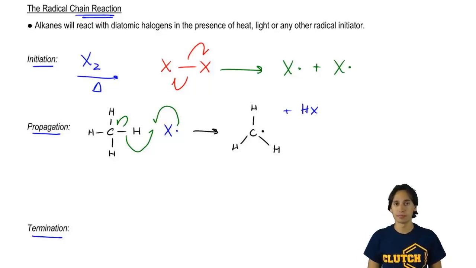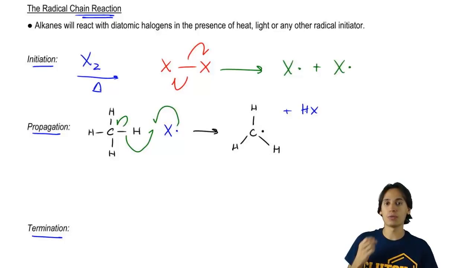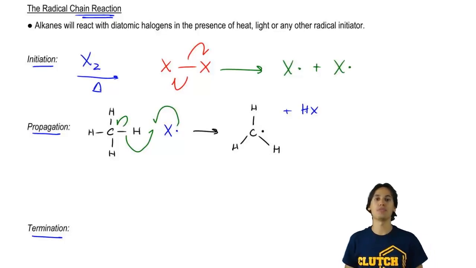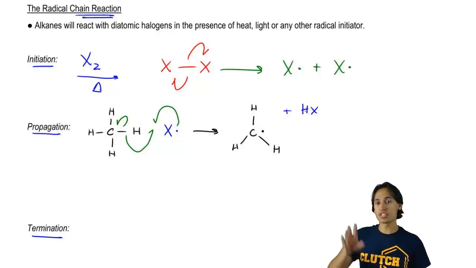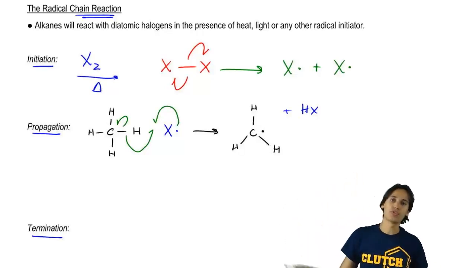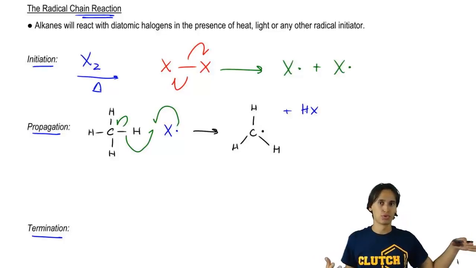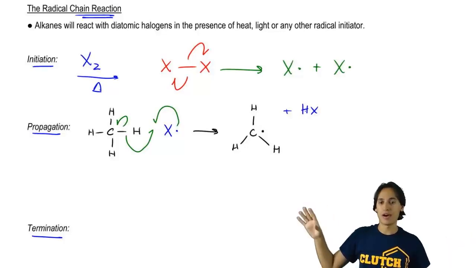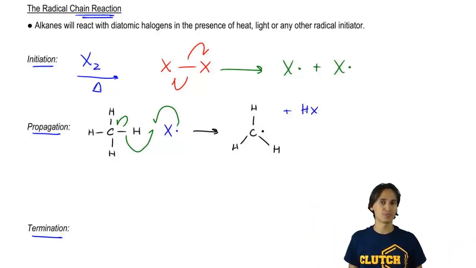Making sense so far? So notice that the reason this is called a propagation step is because propagation means like I'm reproducing myself, propagating. And notice that the radical just reproduced itself. Now it kind of moved through my medium, and now I've got a radical on a new species. Okay?